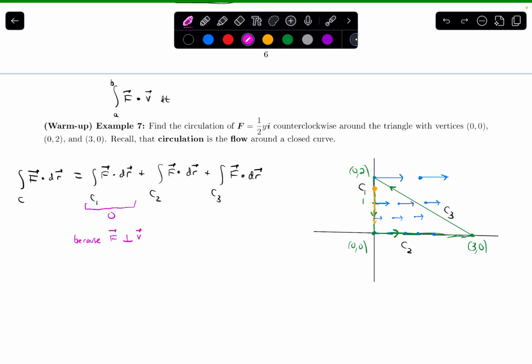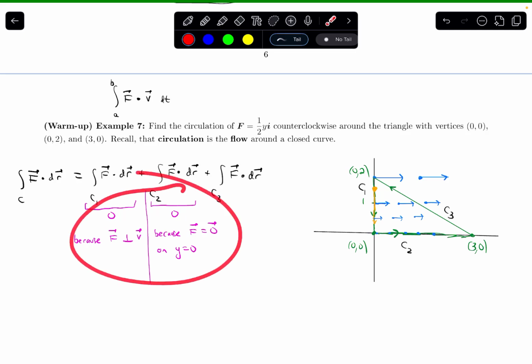Okay, what about for the second integral? So for the second one, my vector field on C2 on the bottom, well, all the vectors are just the 0 vector, right? Because y equals 0. So because my vector field just becomes 0 on that curve, this integral is going to be 0. So this is 0. Let me separate these. Because our vector field equals the 0 vector on that line y equals 0. Okay, so 2 of these I get sort of for free based on the picture.